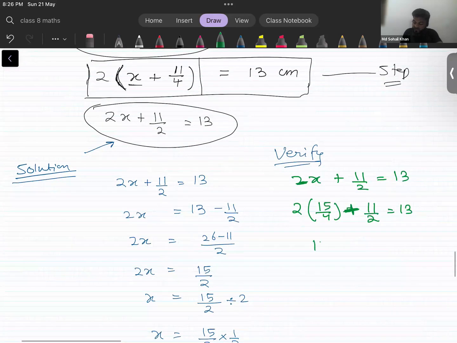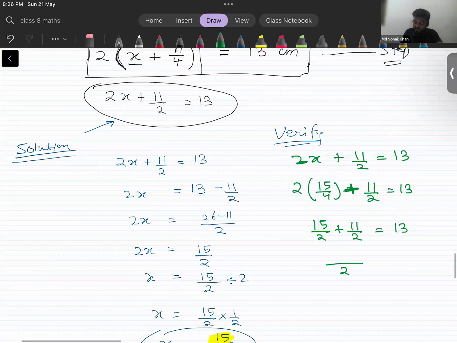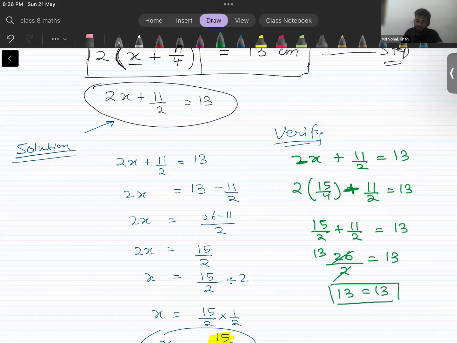So that gives me 15 upon 2 plus 11 upon 2, right, Ahmed? Yes. Equals 13. Here the LCM is 2 and the numerators will be added. That will be 26 upon 2 equals 13. Now, aren't both sides the same here? It will cancel. 13 equals 13. So you can actually verify your answer like this also.